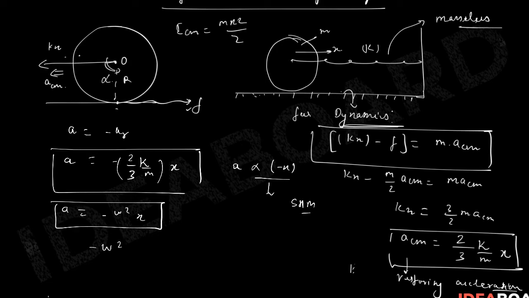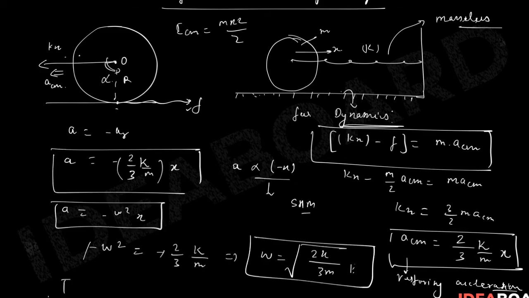So in SHM, if this is true, then minus omega square will be equal to minus 2 by 3 k by m. This is cancelled out. So here we got angular frequency, omega is root of 2k by 3m, and now we can find time period. T is equal to 2 pi by omega. If you substitute that, 2 pi under root of 3m by 2k, this is going to be the answer for time period. Okay, now this is one way of doing, and this is a complicated one.